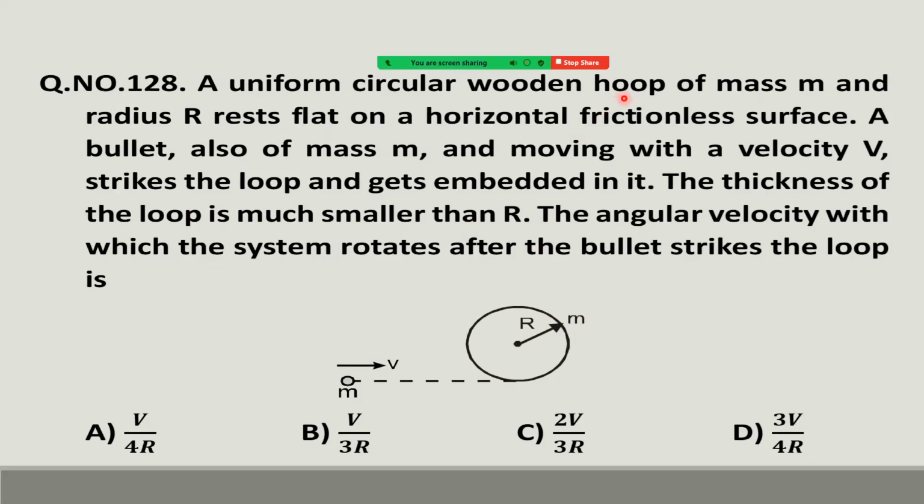So your hoop means it is a ring. Rest flat. For example, this is the XY plane. This board is the XY plane. Then the ring is now in the XY plane. Okay. Let us see how to calculate.